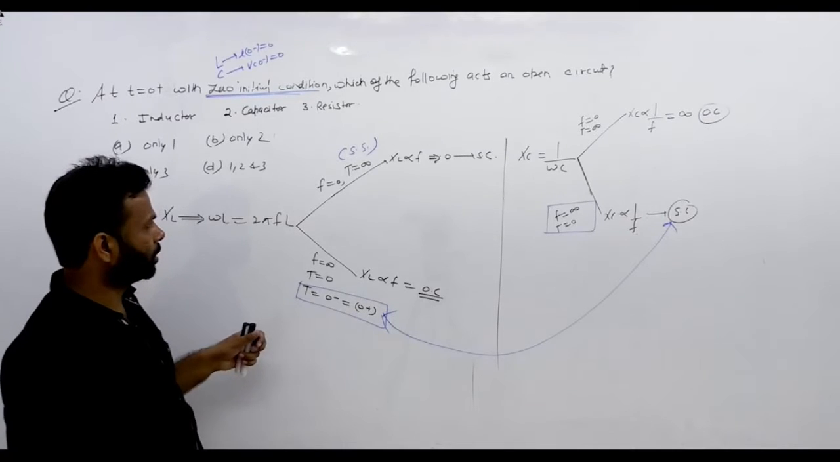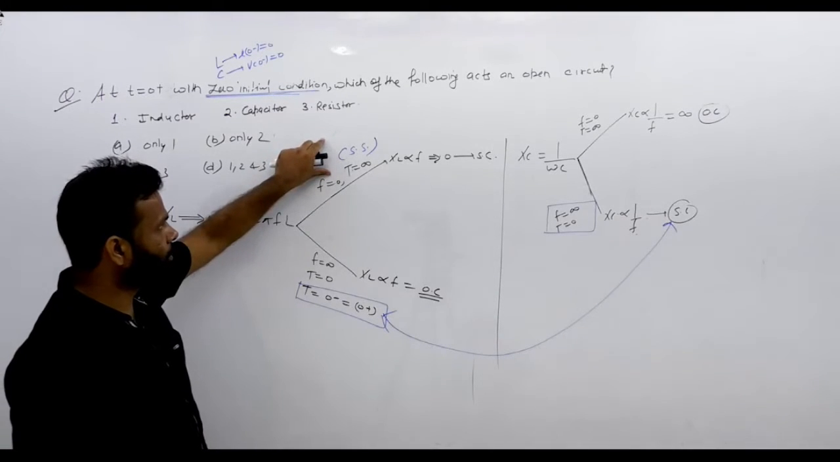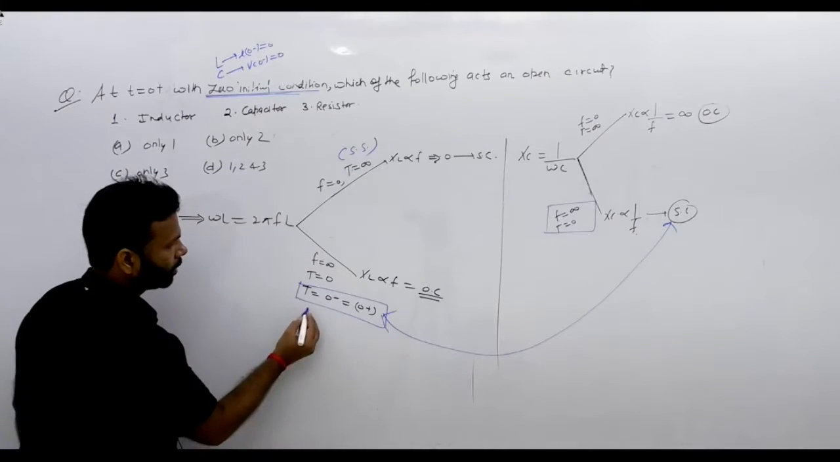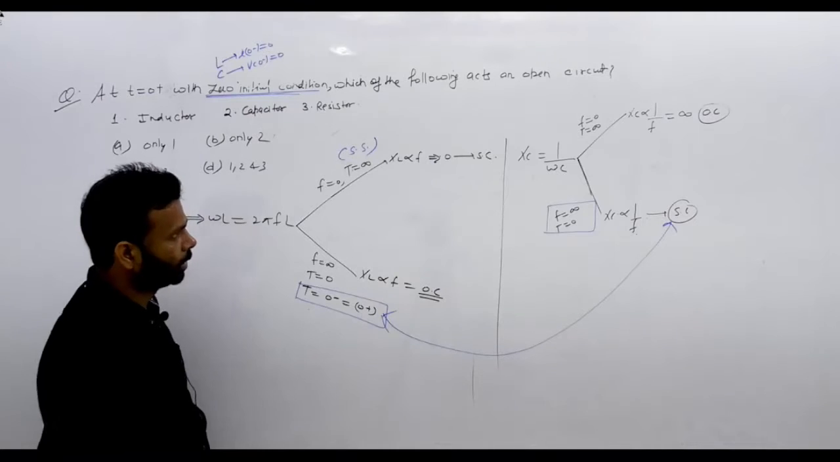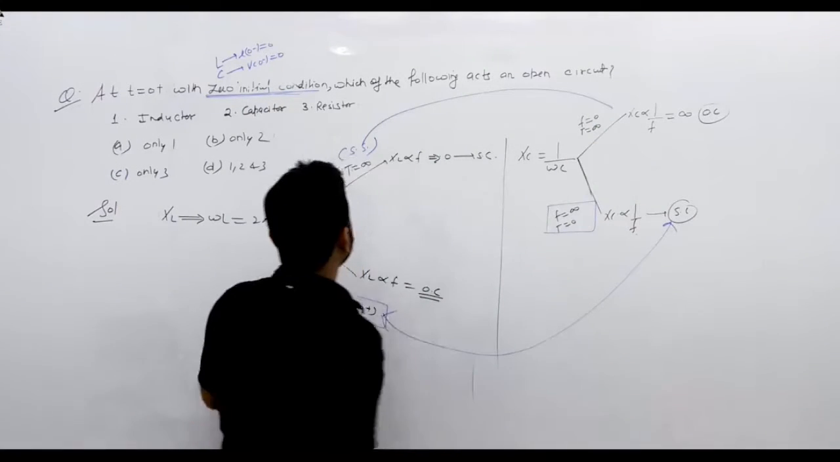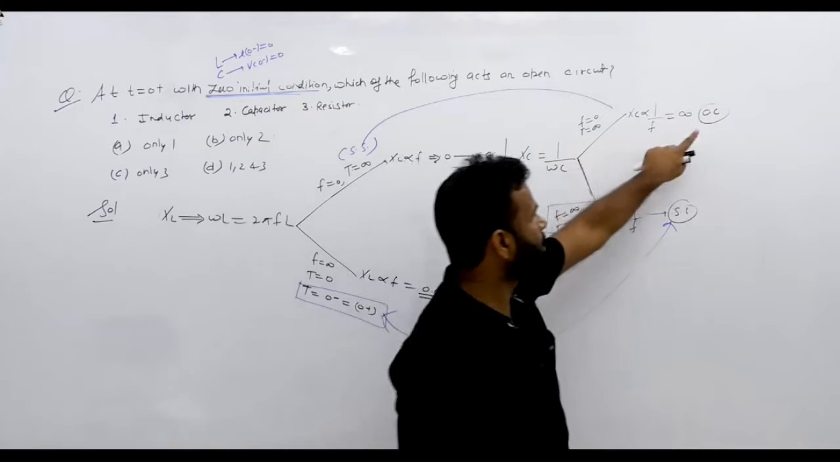In control systems or in mathematics, you will study t equals 0 and t equals infinity. t equals infinity is called steady state, and this is called the initial value and final value theorem, I think. So let's see the behavior of this circuit. At t equals infinity, your inductor is short, but your capacitor is open.